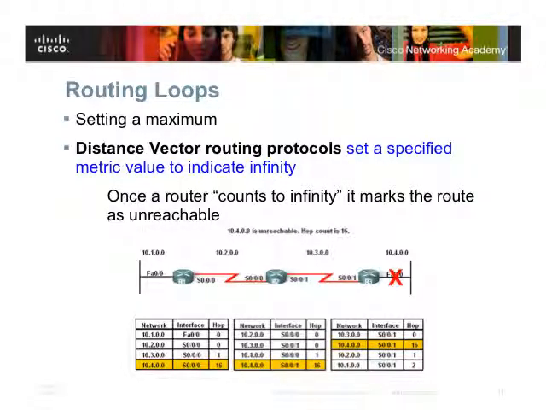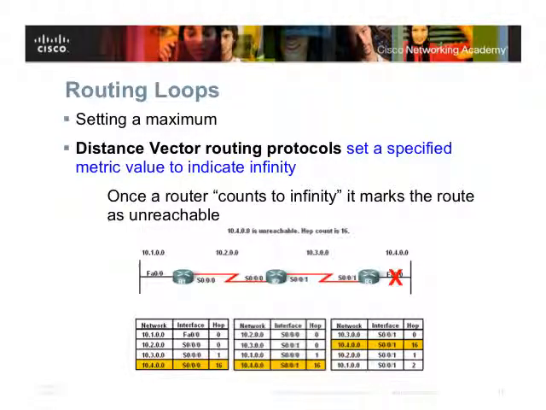16 is an exact number that RIP uses to indicate infinity, or to indicate that this route is not reachable. So if the route update bounces back and forth in such a way, then the number of hops will keep increasing until it reaches 16, and then it stops. 16 for RIP indicates infinity, or that this network is not reachable.